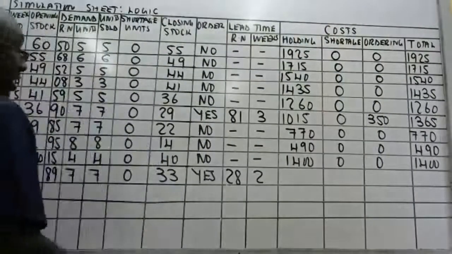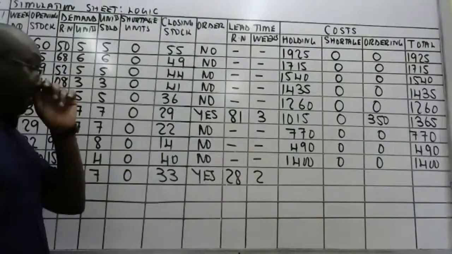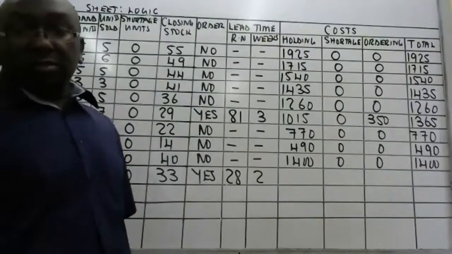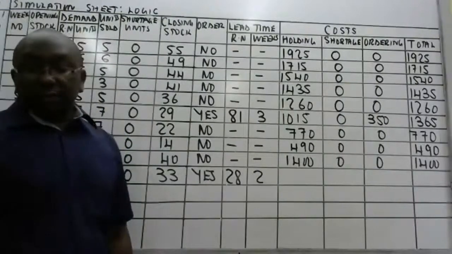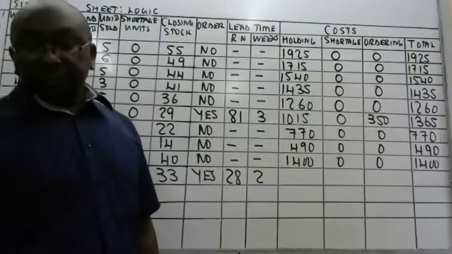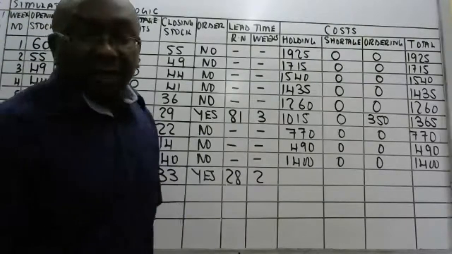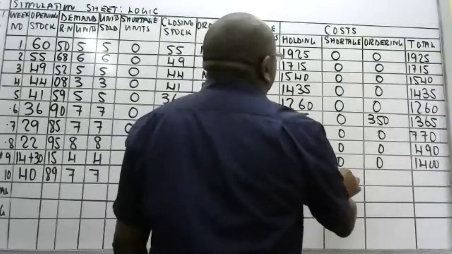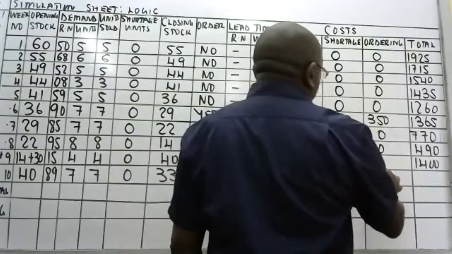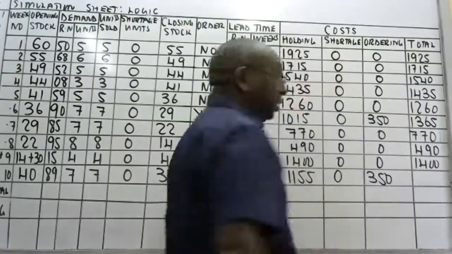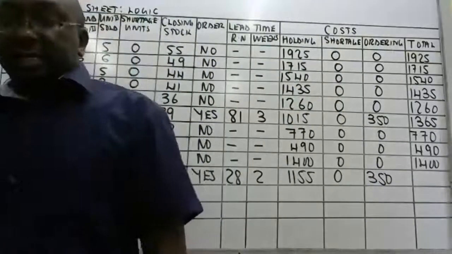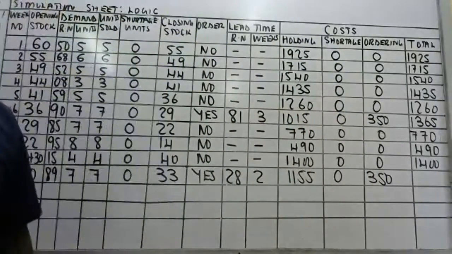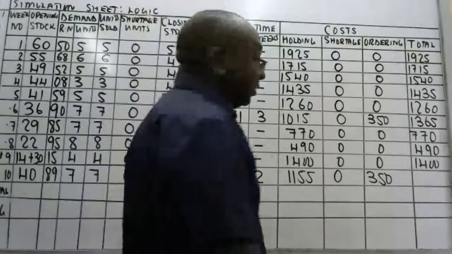So we just proceed. Give me the holding costs. 1155. No shortage, but we have placed an order at 350. So when you add 350, you should report how much? 1505.